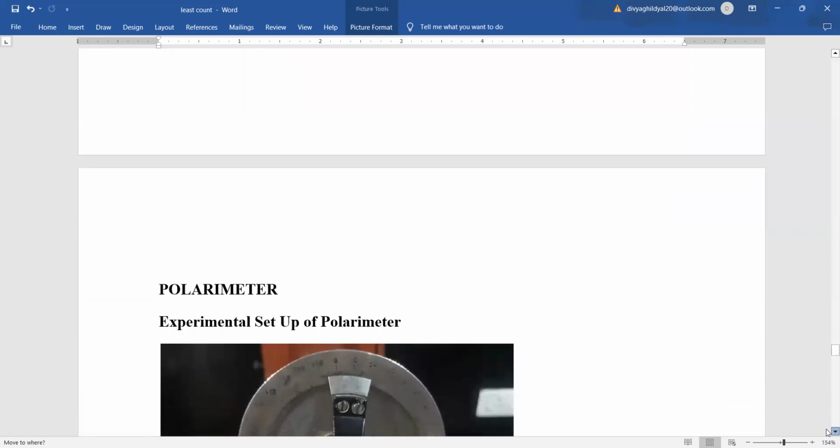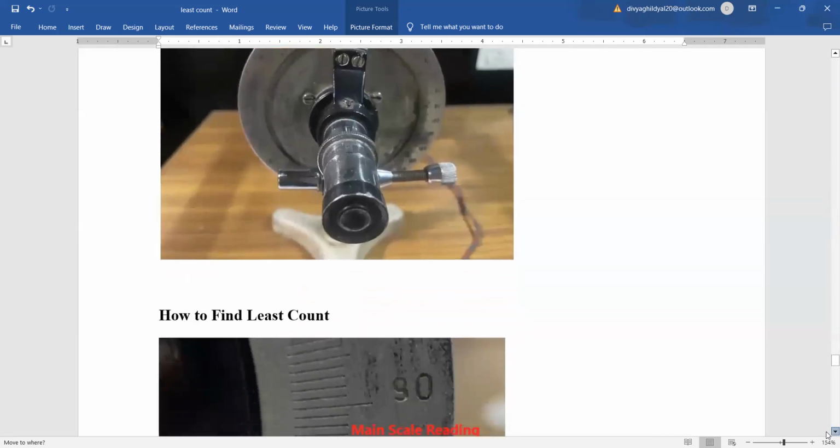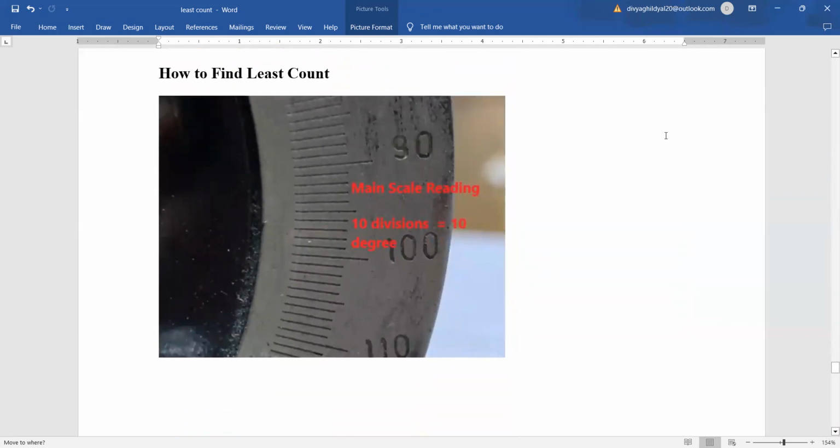Let us again see polarimeter. This is my experimental setup of polarimeter. The units here will be in degrees. This is my main scale and this small thing is my vernier scale, which has 10 divisions. Now, let us have a closer look at the main scale. See, main scale, 10 divisions are showing me 10 degree. So one division will show me 1 degree.